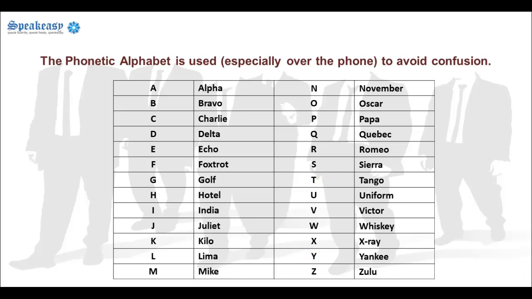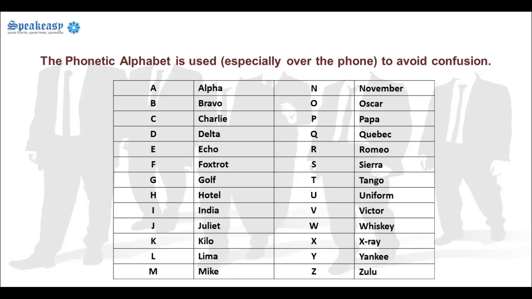So let's go through the complete alphabet. A for Alpha, B for Bravo, C for Charlie. The letter C could be pronounced softly as in city before the letters I, E and Y, or with a hard K sound as in cat elsewhere.